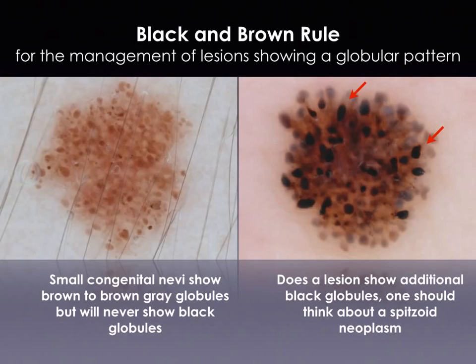Accordingly, we can see in small congenital nevi usually brown to brown-gray globules, but we will never see black globules. Instead, if we see brown-gray globules, but in addition also black globules, then we should think about the possibility of a schizoid neoplasm.